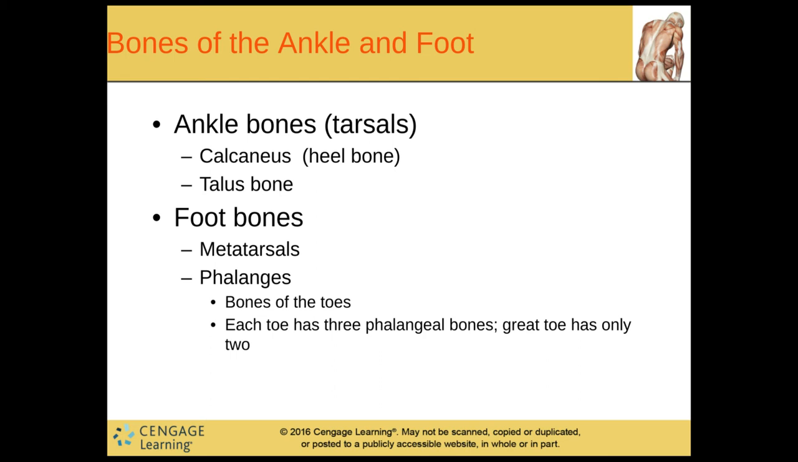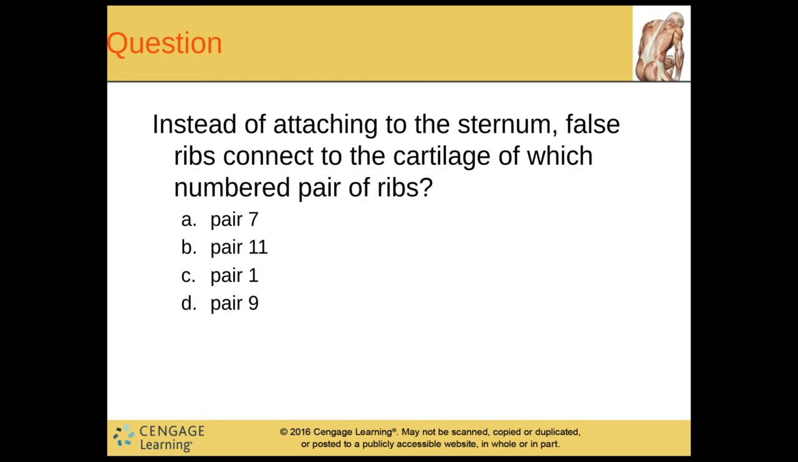And each toe has 3 of those little phalangeal bones, right? So each toe is made up of 3 of those little bones, except for the great toe or your big toe, which only has 2, kind of like your thumb.